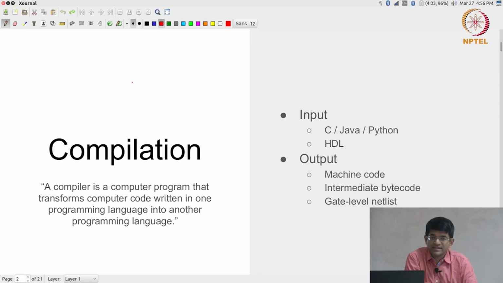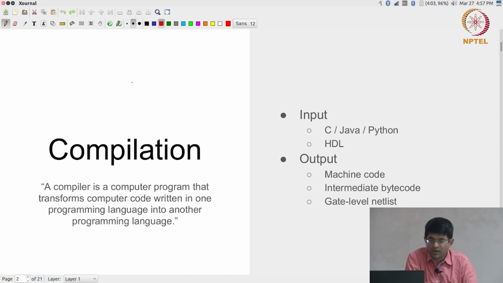Of course, the point is, instead of any of these languages, you could also have a hardware description language, Verilog or VHDL being the most common ones, or as we are seeing in this course, you can take C and treat it as a hardware description language in some ways, okay. So, what is the output? Once again, it is a programming language.